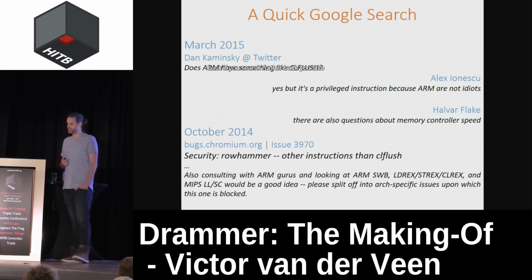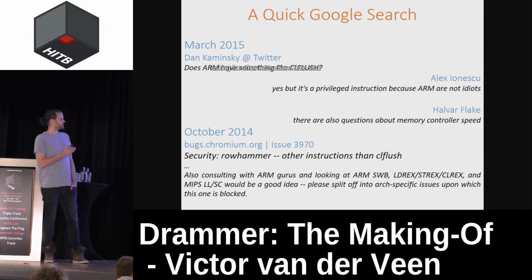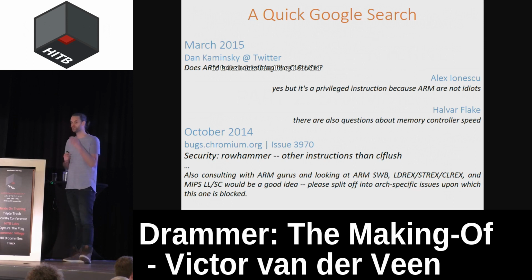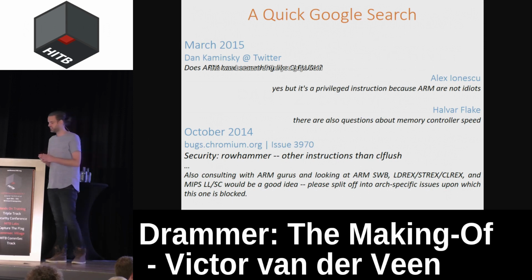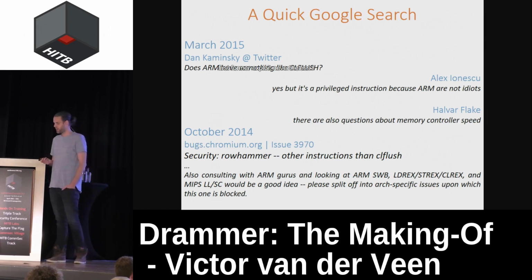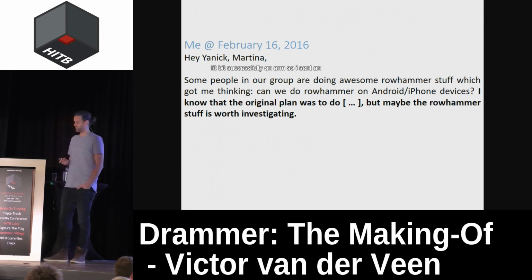If you search further back, you will also find, in October 2014, a post on the bugs.chromium.org webpage where people were asking for other instructions than clflush to flush data from the CPU cache. This was because of the guys from Project Zero releasing their Rowhammer exploit, the first Rowhammer exploit. Nevertheless, I didn't find anybody saying that they flipped bits successfully on ARM.